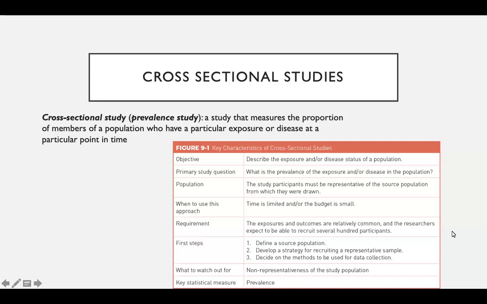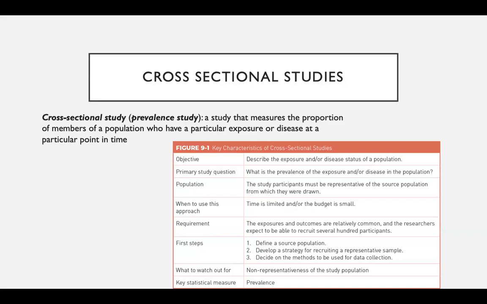Cross-sectional studies, also known as a prevalence study, right? This is going to measure the proportion of people within a population who have, and this is a key thing, a particular exposure or disease at a particular point in time. Cross-sectional studies are snapshots. Time is just this little flicker of a moment. The objective here: what is the exposure or disease status of a population right now? What is the prevalence of that disease or exposure right now?